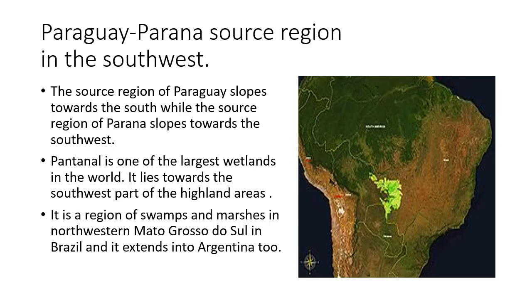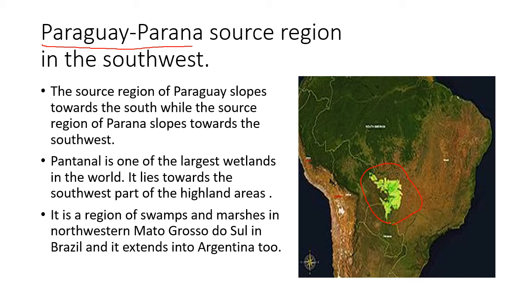Dear children, now let's talk about the Paraguay-Parana source region. This is very important plain in Brazil. Children, the source region of Paraguay slopes towards the south, whereas the source region of Parana slopes towards the southwest, which we are going to see in a picture.